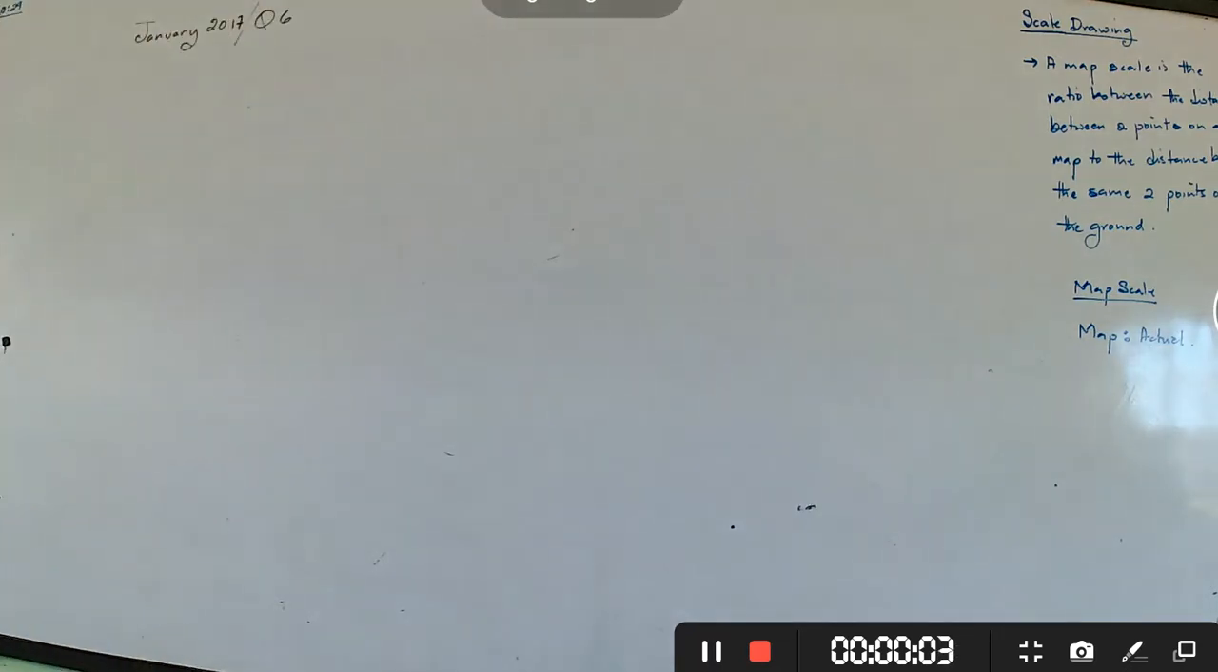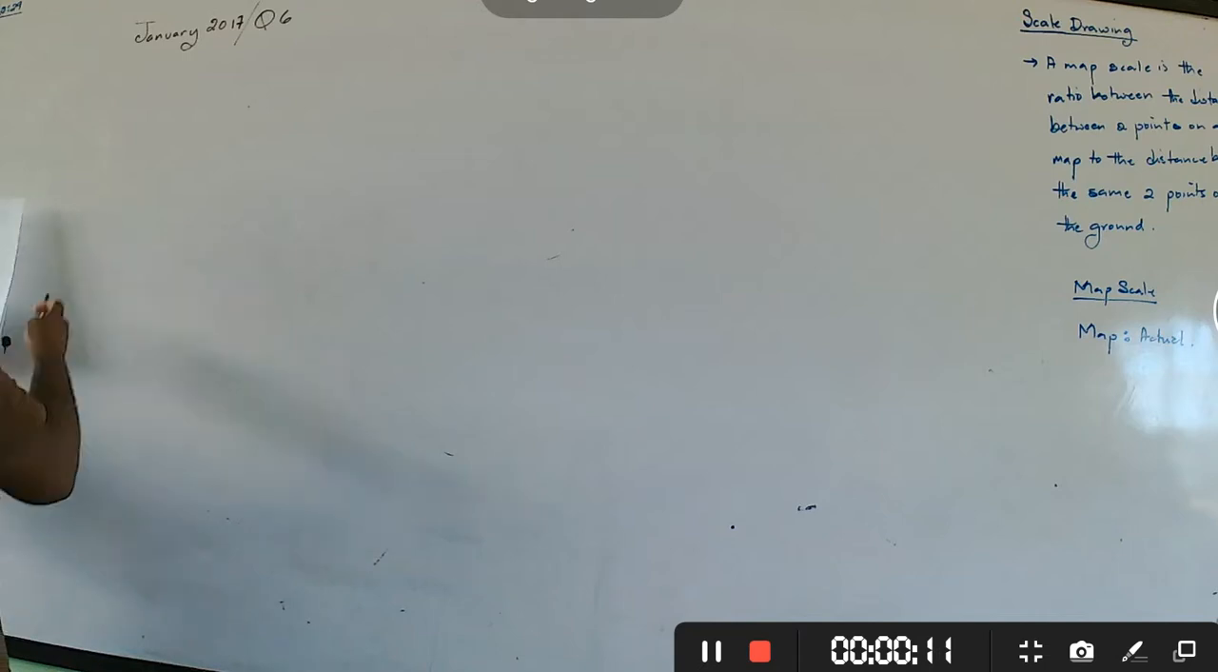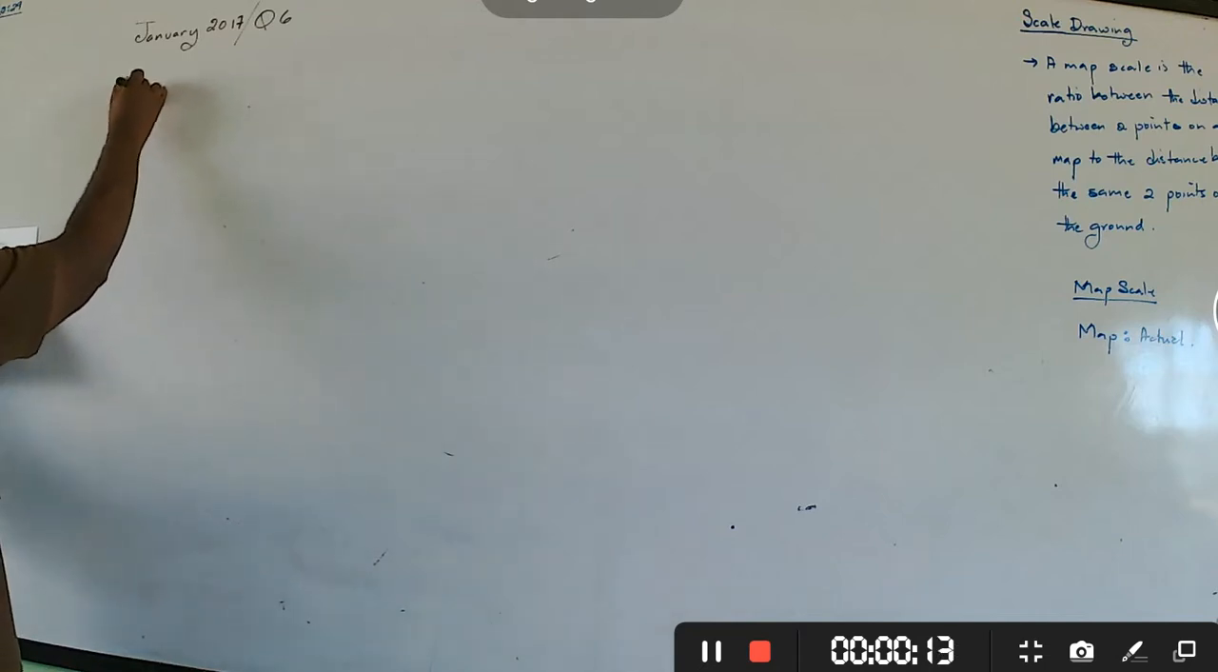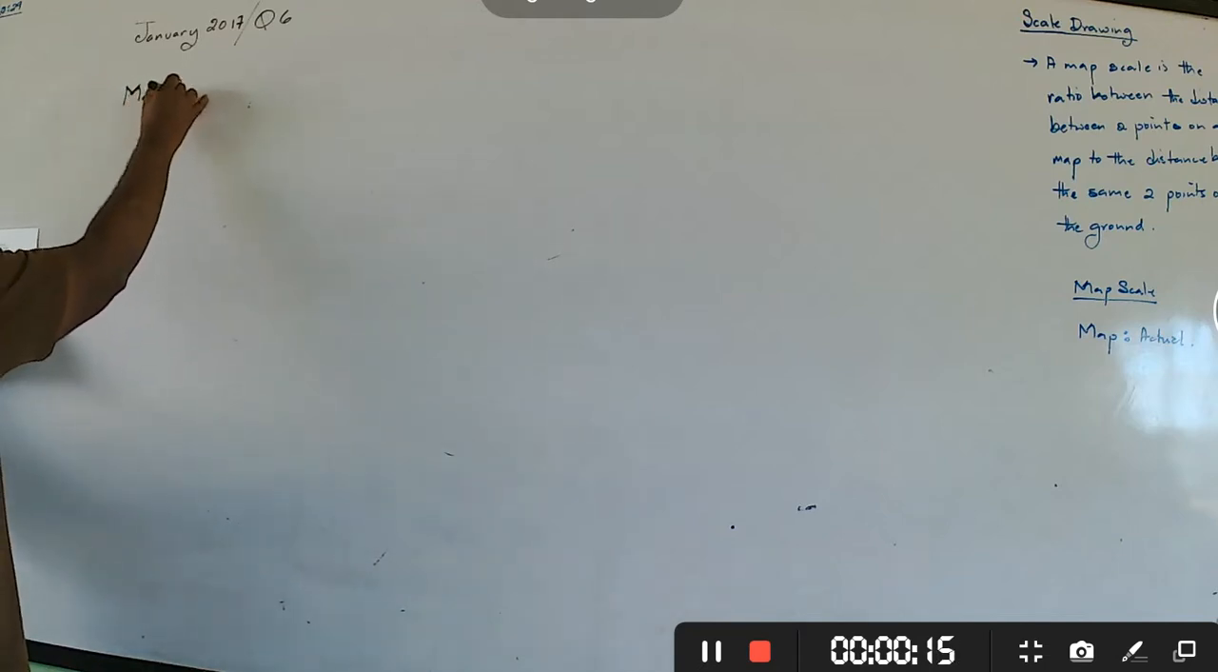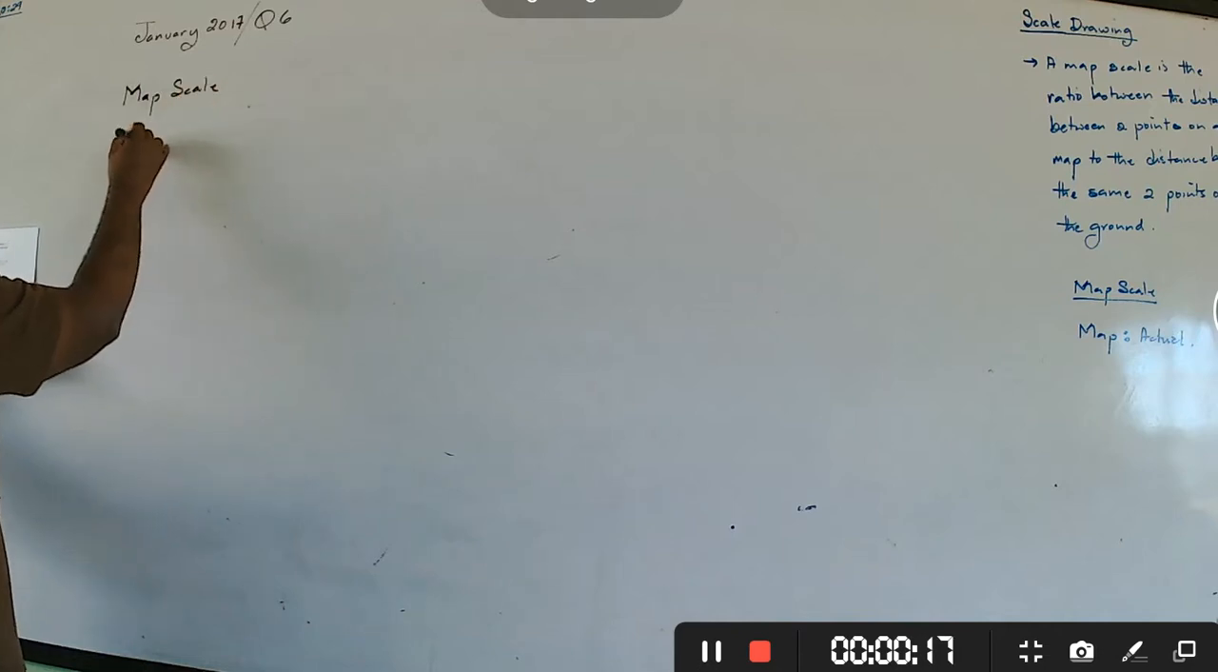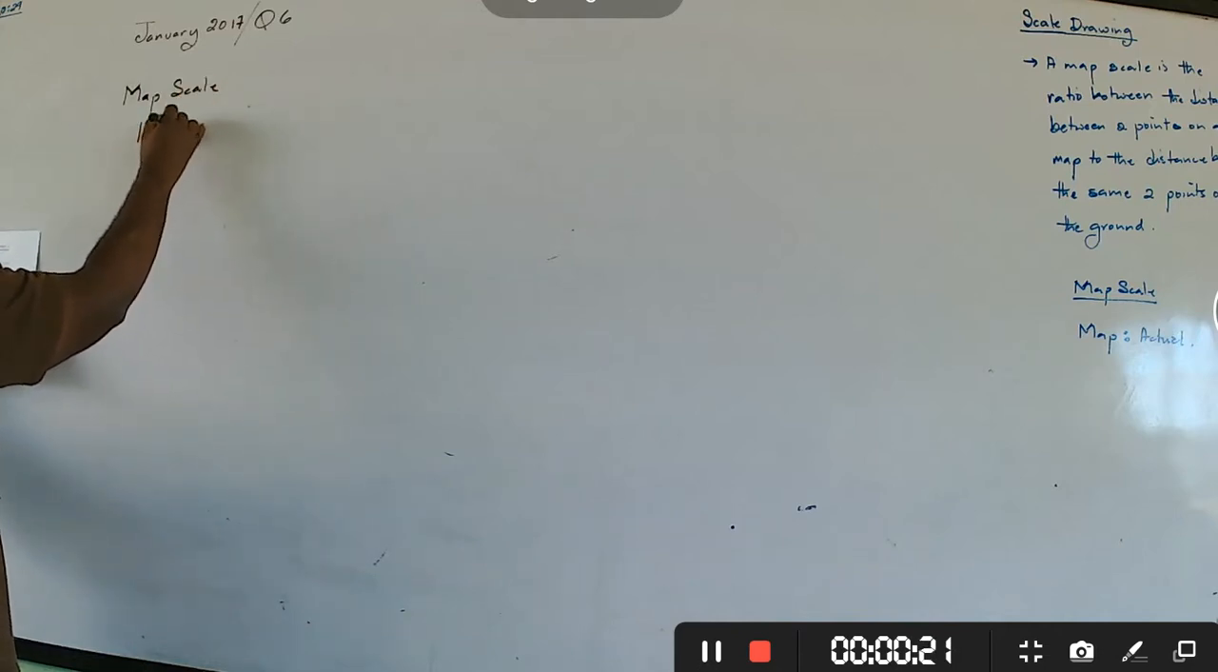All right, January 2017, question number 6. It says the scale on a map is 1 to, so we have a map scale, and the scale is 1 to 25,000. Sorry, is it 25,000?